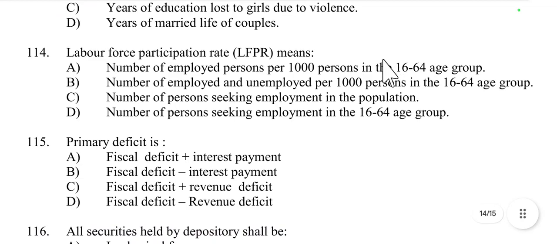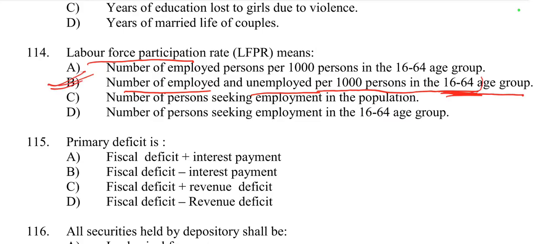Then question number 114, labor force participation rate, LFPR. Labor force means total labor, number of employed persons per 1000 persons? No. Number of employed and unemployed persons per 1000 persons in the 16 to 64 age group. Yes, labor force participation means the number of employed and unemployed persons per 1000 persons in the 16 to 64 age group. So all the people between the age group of 16 to 64 are called the labor force participation rate.